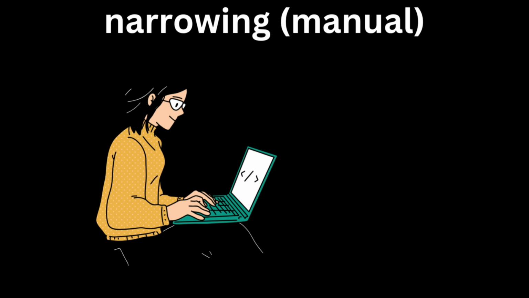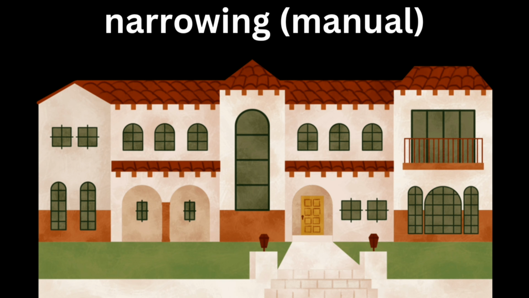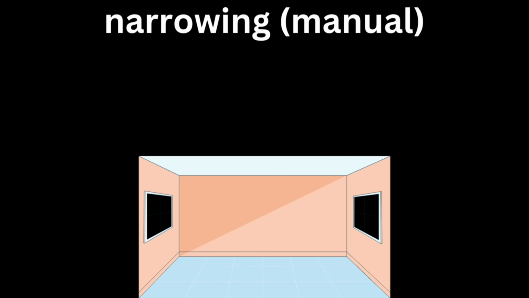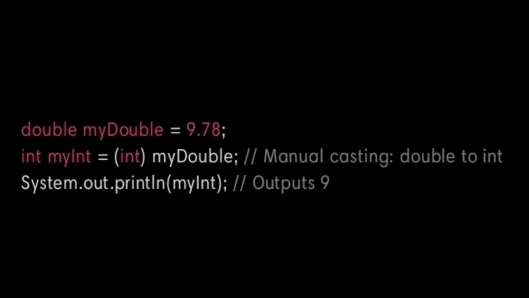Now, let's flip the script and talk about narrowing casting. This is where you, the programmer, need to step in and handle the conversion. It's like moving from a mansion to a studio apartment. You need to make sure everything fits. Here's an example. Notice how we had to use int to manually cast myDouble to myInt. That's narrowing casting for you.